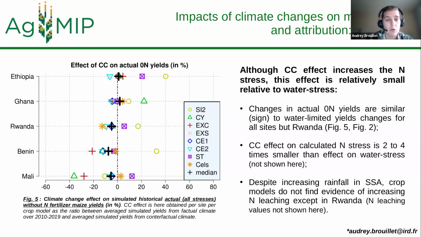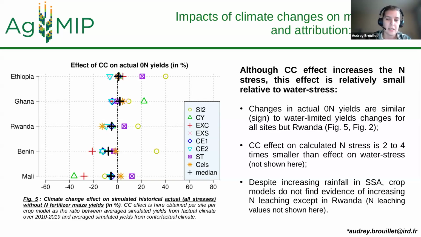When accounting now for all stresses in crop simulation and in maize yields, we simulated as well actual yields, this time accounting for temperature, rainfall, water, and nutrient stress, but without addition of fertilizer or nitrogen fertilizer. And what we found is an increase of nitrogen stress for almost all sites but Rwanda. But this increase in nitrogen stress is relatively small compared to the very strong decrease of the water stress resulting from the increase in rainfall.